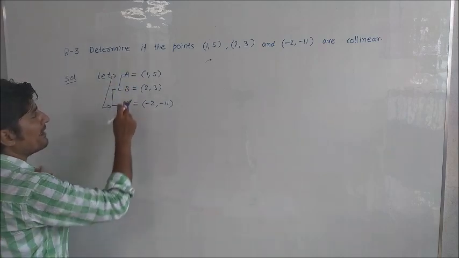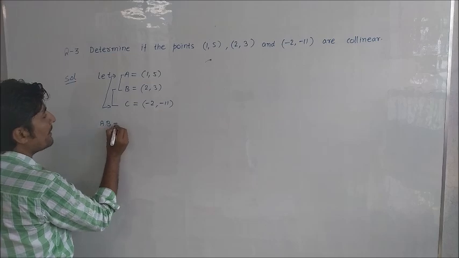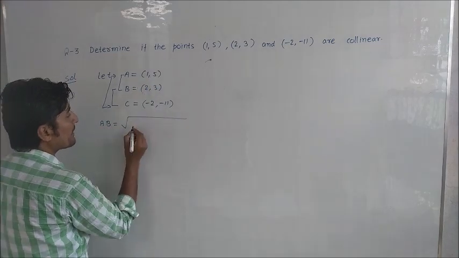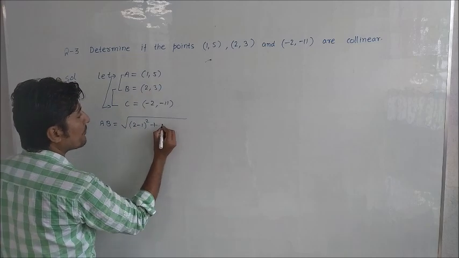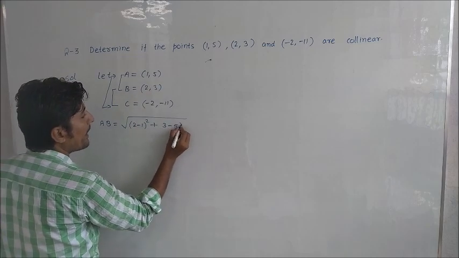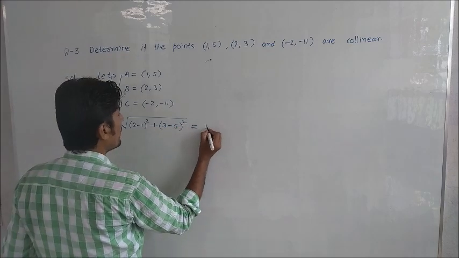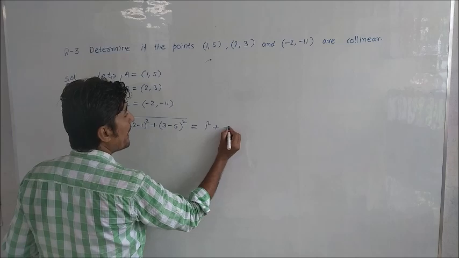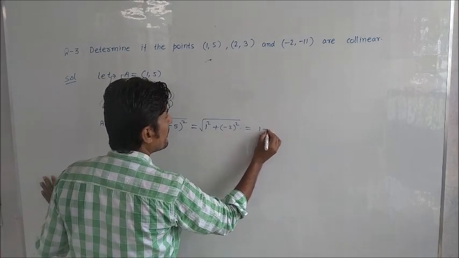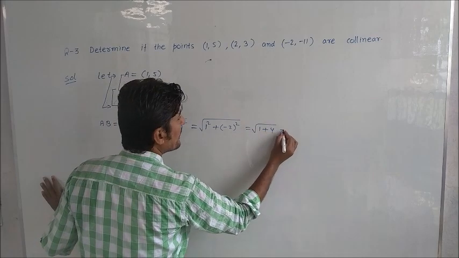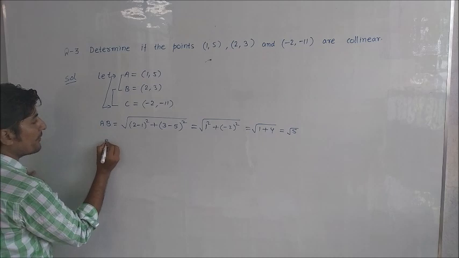So we are going to find the distance between AB. Here we can write AB will be equal to under root x2 minus x1 whole square, 2 minus 1 whole square, plus y2 minus y1 square, 3 minus 5 whole square, equals 1 square plus minus 2 square. Here we can write 1 plus 4 and finally we can write under root 5. Similarly, we can find the distance between BC.